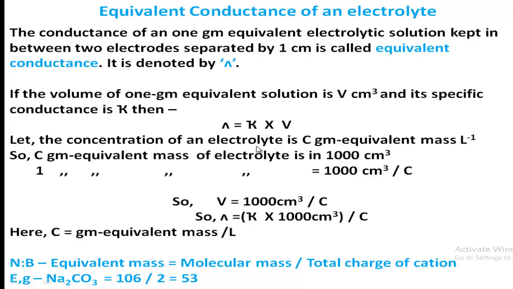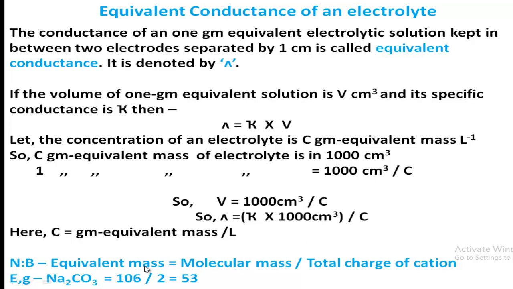And let the concentration of an electrolyte be C gram equivalent mass per liter. So C gram equivalent mass of electrolyte is in 1 liter, that is 1000 centimeter cube. So 1 gram equivalent mass of electrolyte is in 1 liter per C. C is gram equivalent mass. So here volume will be 1000 centimeter cube divided by C. So equivalent conductance equals kappa into 1000 centimeter cube divided by C.